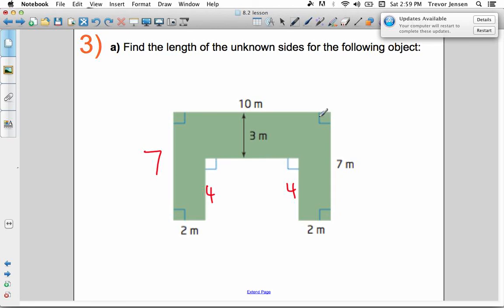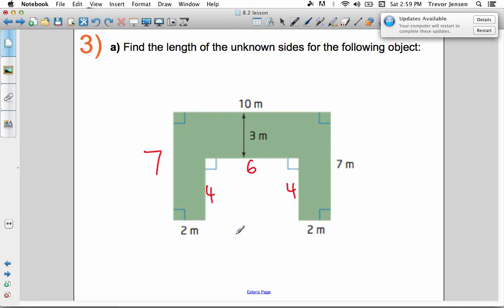And then I know this whole length is 10. This part is 2, this part is 2, so that means that this part must be 10, and then subtract the 2 and the 2, which would give me 6. And then I think those are all of the unknown side lengths.